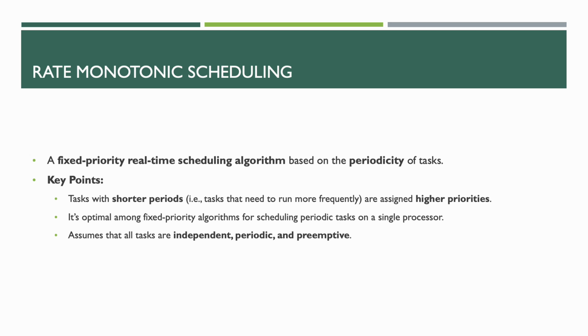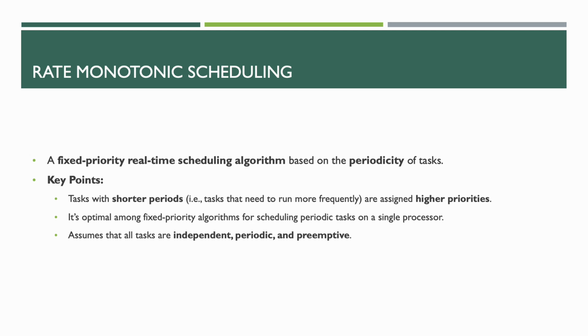Okay, now in real-time systems, tasks often need to be scheduled based on how frequently they occur rather than their deadline. This is where rate monotonic scheduling comes in, a widely used fixed priority scheduling algorithm for periodic tasks. Unlike earliest deadline first, which dynamically assigns priorities, RMS follows a static priority assignment based on task periodicity.